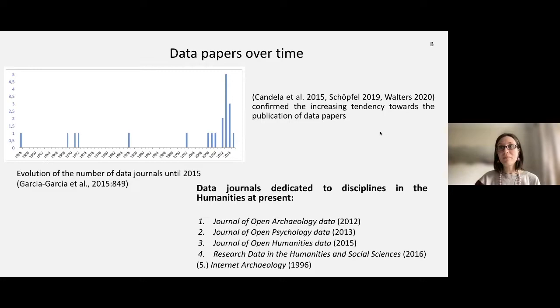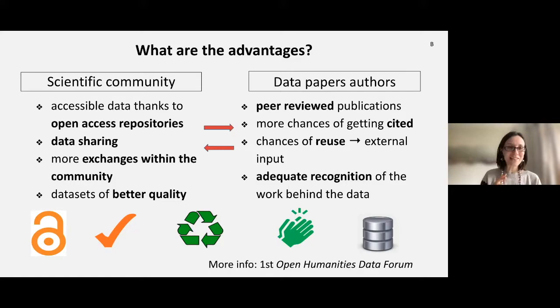Okay, I hope I've convinced you that data papers are a good thing. But just to summarize the advantages of data papers and data journals, for the scientific community there are a few good things about having data journals, because they publish papers about open access data sets. They encourage accessibility of the data and encourage data sharing as well, which is a related but different aspect. So once I deposit my data in an open repository, then other people can use it. And so all of this facilitates exchanges within the community and ultimately leads to better quality data sets, because there is increased control and reuse of these data sets.